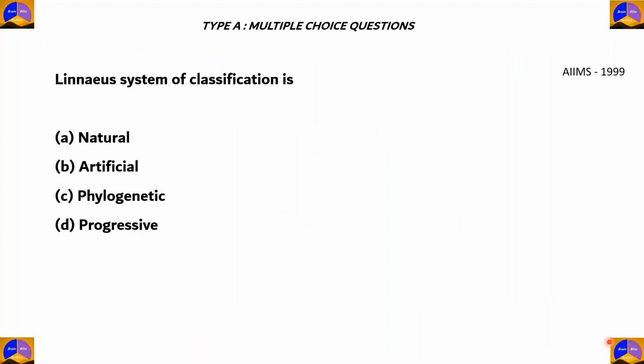The first question is, Linnaeus' system of classification is A. Natural, B. Artificial, C. Phylogenetic, and D. Progressive. Which of these is the right answer? Think about it.